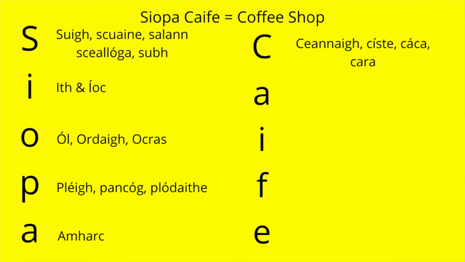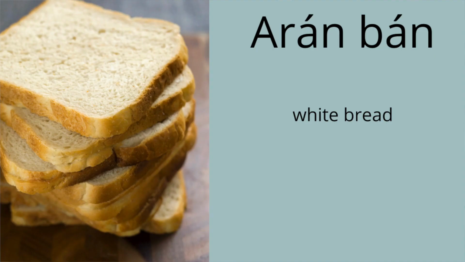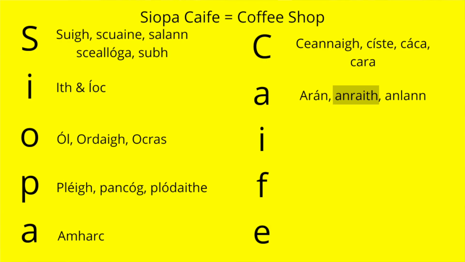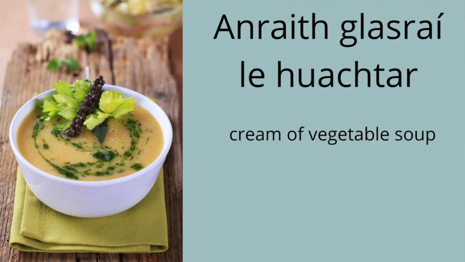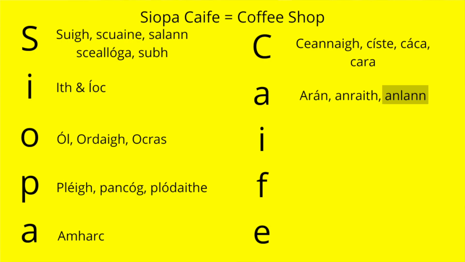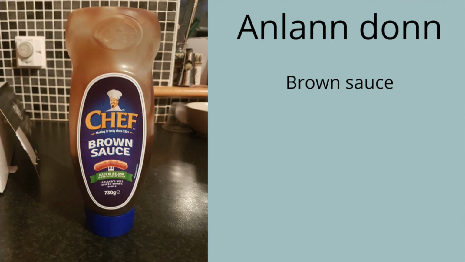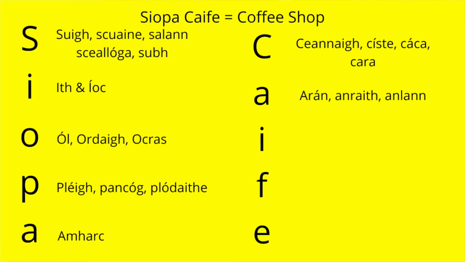Moving on to A again. Let's look at some foods this time as opposed to verbs. Aran is bread. So for example, aran bon, white bread. Anra is soup. Anra glasri le huchter. Cream of vegetable soup. And anlan is sauce. Anlan down, brown sauce.